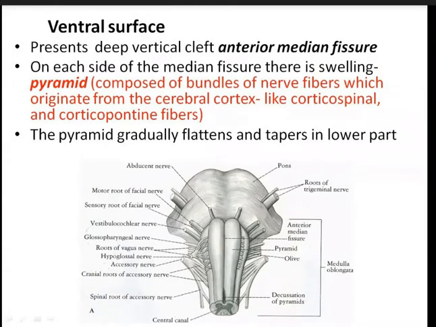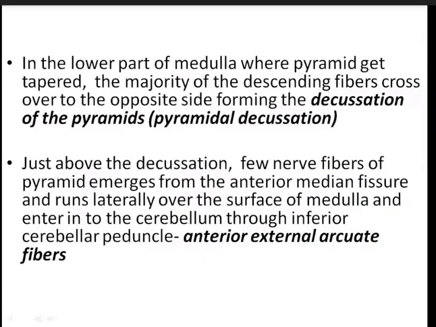So the pyramid gradually flattens and tapers in the lower part because of the decussation of the fibers in the lower aspect. Here we can see the decussation of the pyramidal fibers. In the lower part of the medulla where the pyramid gets tapered, the majority of the descending fibers cross over to the opposite side, forming the decussation of the pyramid, or the pyramidal decussation.